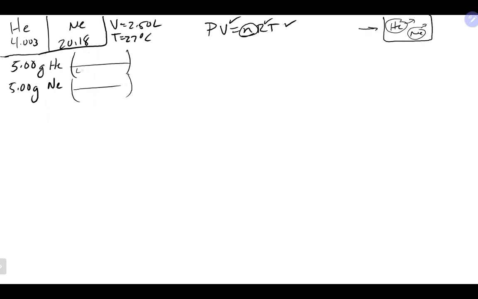So helium here is 4.003 grams per mole, and 20.18 grams per mole for neon. In this case, 5 divided by 4.003 is 1.249 moles of helium, and 5 divided by 20.18 gets us 0.2478 moles of neon. At this point, we now pretty much have everything we need for each of the gases to use the ideal gas law.